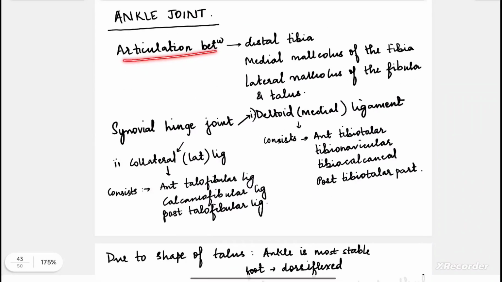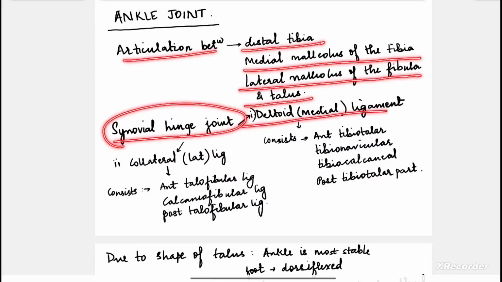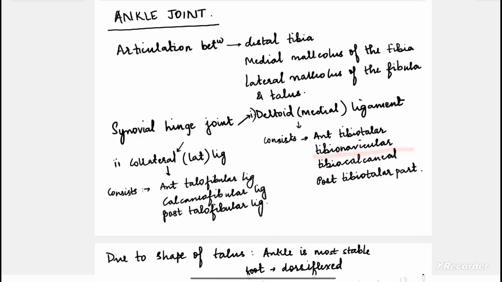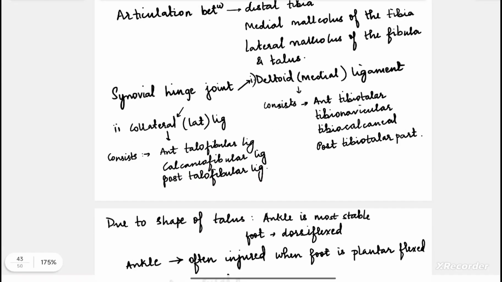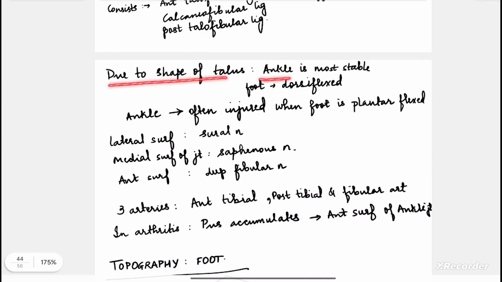Ankle joint. Articulation between the distal tibia, medial malleolus of the tibia, lateral malleolus of the fibula and talus. It is a synovial hinge joint. The deltoid medial ligament consists of anterior tibiotalar, tibionavicular, tibiocalcaneal and posterior tibiotalar parts, and the lateral collateral ligament consists of the anterior talofibular ligament, calcaneofibular ligament and posterior talofibular ligament. Due to the shape of the talus, the ankle is most stable when the foot is dorsiflexed. The ankle is often injured when the foot is plantar flexed.